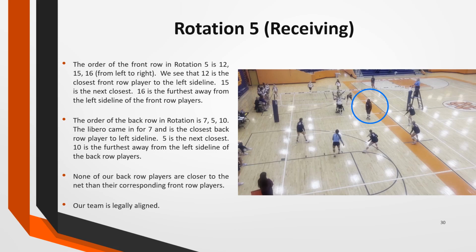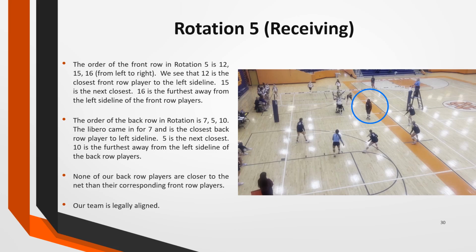Our setter is currently middle front, therefore our team is in rotation 5. Order of the front row is 12, 15, 16. And once again, our front row players are legally aligned with respect to the left sideline, where 12 is the closest front row player to the left sideline, 15 is the next closest, and 16 is the furthest away. Very clear and obvious. Let's look at the back row with respect to the left sideline.